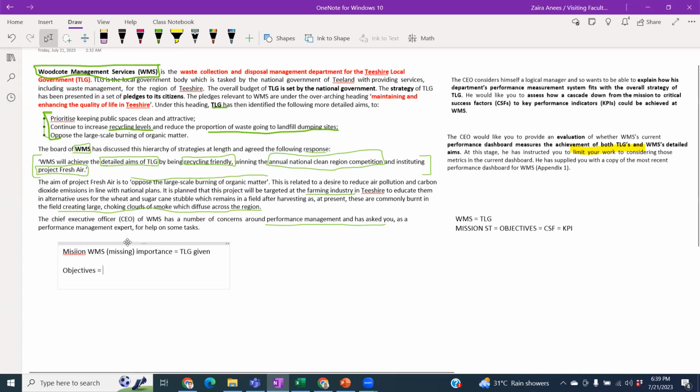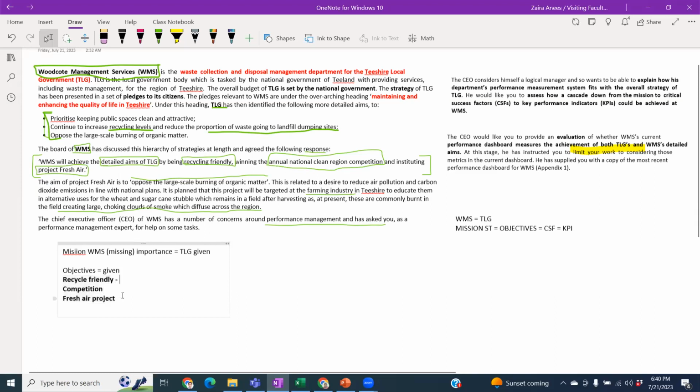Now the objectives of WMS have been given here, right? So we can say that yes, these objectives are given here. And what are these objectives? These objectives are being recycle friendly, right? And winning the competition. And the third one is fresh air, the fresh air project where we are trying to oppose the large scale burning. Right. Now the problem is how we are going to do this. We have to see if these three are objectives of WMS, if these are connected with TLG or not.